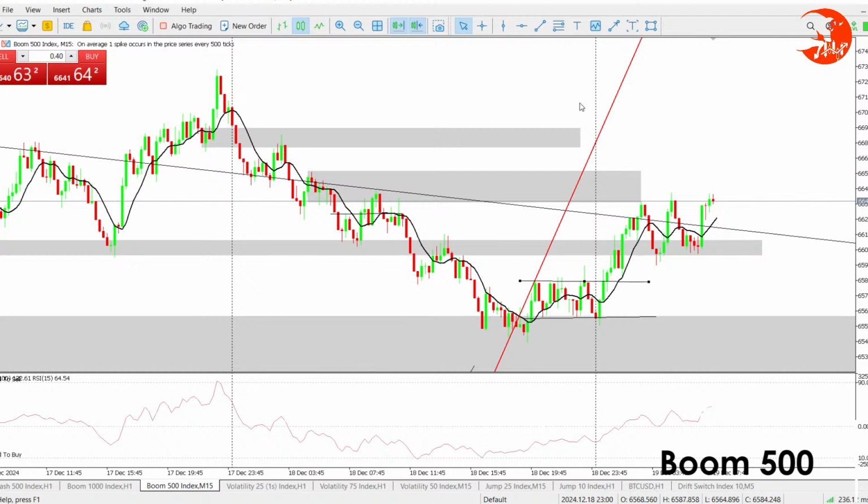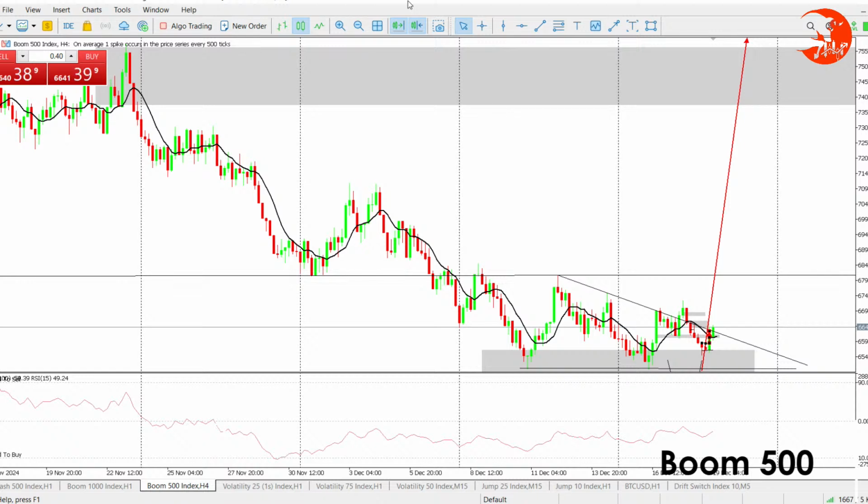The pullback was supposed to be the only move to be seen after the breakout, but it rather gave us that kind of move to get back to the other trend line, which is the H4 trend line.